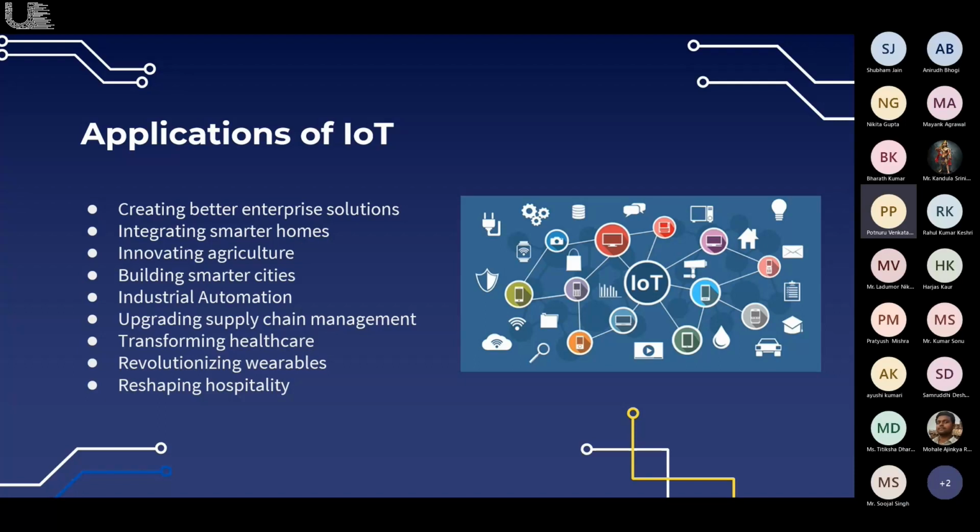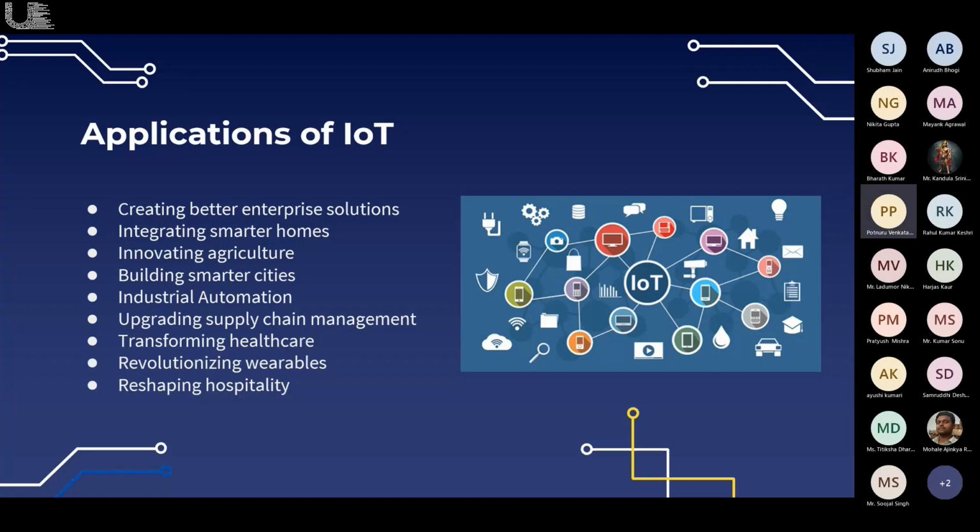Next, building smarter cities. So with IoT, we can make a city smarter by enabling traffic management, pollution monitoring, resource management, infrastructure management, smart parking systems, security systems, etc.